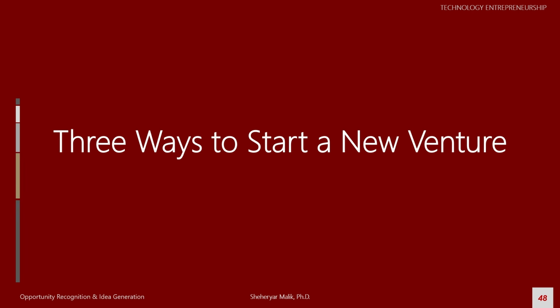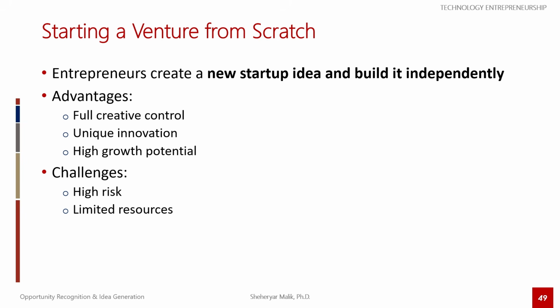Okay, now let's discuss, there are three ways to start a new venture. And it does not mean we are only talking about an entrepreneurial venture, it's a general business venture. Starting a venture from scratch. This is the typical entrepreneurial path. Entrepreneurs create a new startup idea and build it independently. And on many occasions, they are trying to be in new areas. I mean, they are trying to solve the problems differently.